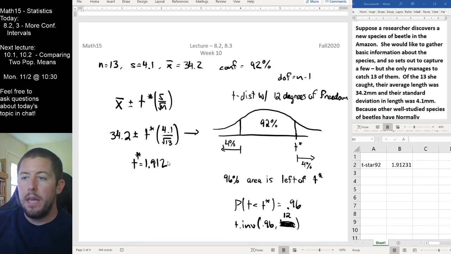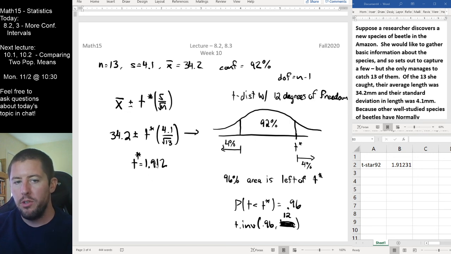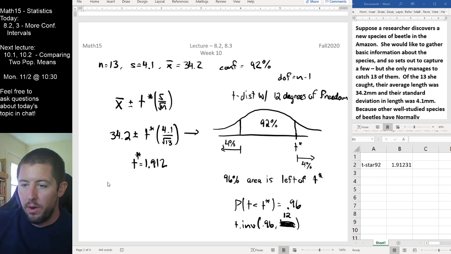So this is telling me that according to my t distribution, 92% confidence is associated with being within 1.912 standard deviations of the mean of this distribution. If you are within 1.912 standard deviations in this distribution, then you are within the middle 92%, and that's exactly the type of observations that we're interested in capturing in our confidence interval here. So it looks like we're ready to just do the computation now.